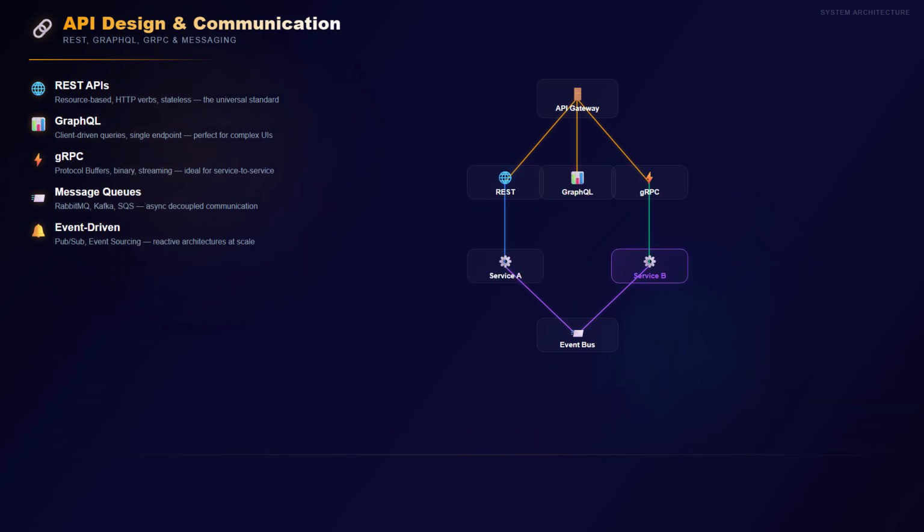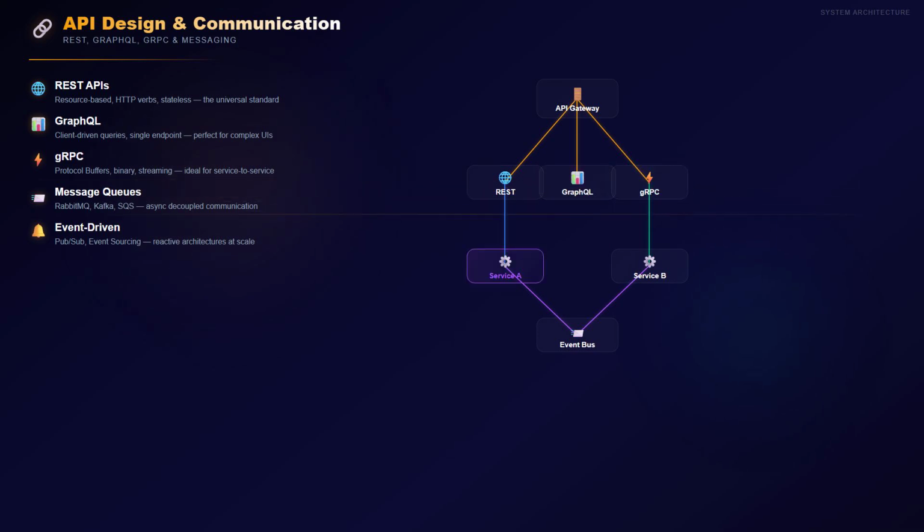Message queues like RabbitMQ, Apache Kafka, and Amazon SQS enable asynchronous communication. A service publishes a message and moves on. Another service consumes it when ready. This decouples services and improves resilience. Event-driven architecture takes this further. Services emit events when something happens. Other services react to those events. This creates a reactive system where components are loosely coupled.